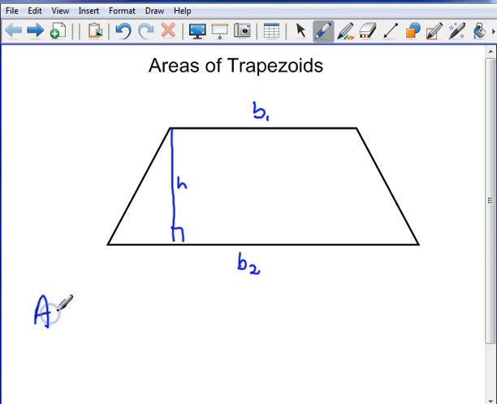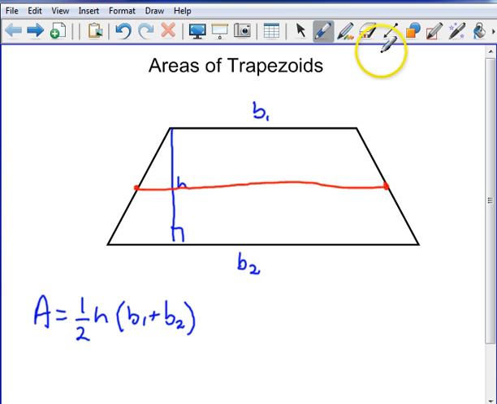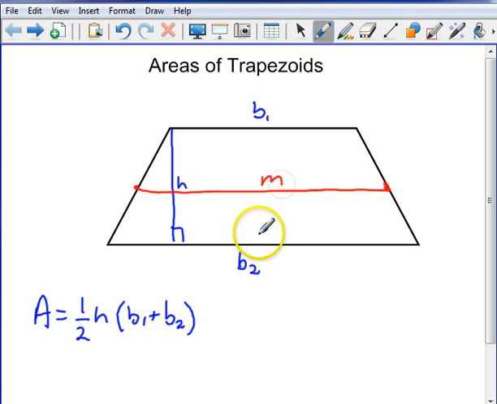The area of a trapezoid is 1/2 the height times the sum of the two bases. Now, you may recall from earlier investigations of trapezoids that the median, in other words, the segment that connects the midpoints of the two sides, whoa, that's not very straight, is it? The segment that connects the midpoints of the two sides, the median, is equal to the average of the bases, B1 plus B2 over 2.